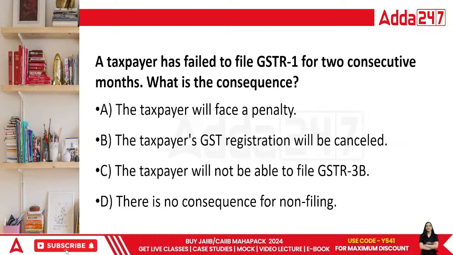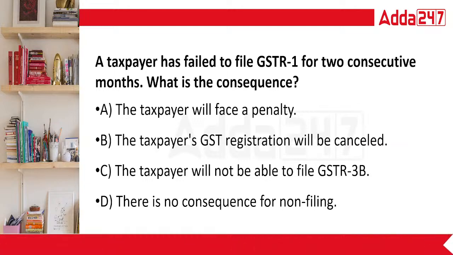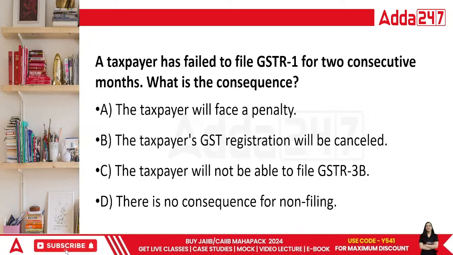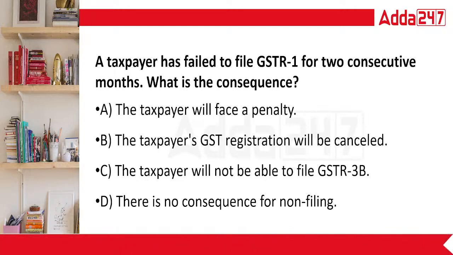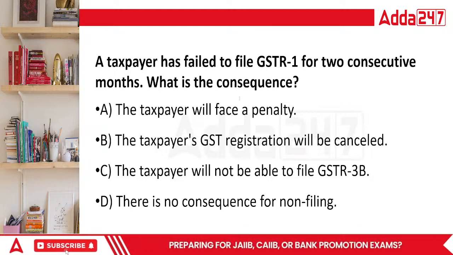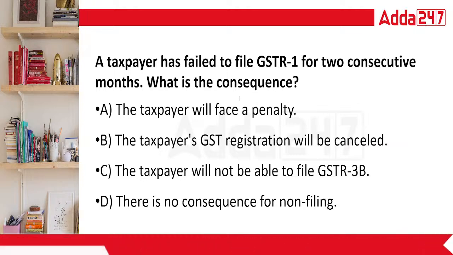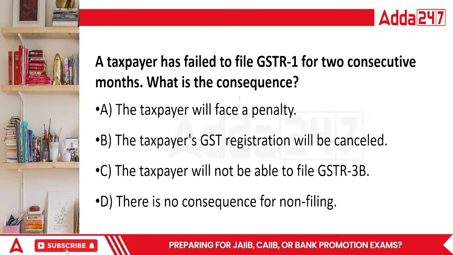A taxpayer has failed to file GSTR1 for 2 consecutive months, everyone. What is the consequence? The taxpayer will face a penalty. The GST registration will be cancelled. Taxpayer will not be able to file GSTR 3B, and there is no consequence for non tax filing. It doesn't work like that. There is definitely a consequence there. They have to face a penalty as well.